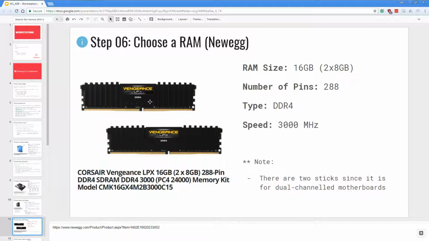So let's choose a RAM. For RAM size, I have chosen Corsair Vengeance LPX 16 gigabytes. Remember that our motherboard is dual channel, so it comes in 2 sticks of 8 gigabytes and has 288 pins and it is DDR4. Our motherboard supports a speed of 3000 megahertz as well, so this will be a perfect RAM to choose for our computer. You can get 2 sets of these to get 32 gigabytes of RAM. You just have to make sure you plug them in the right colored spots.